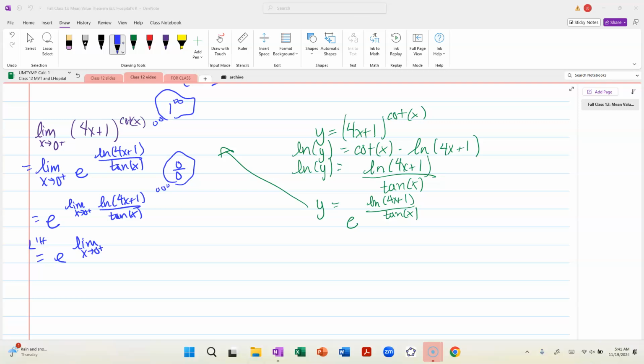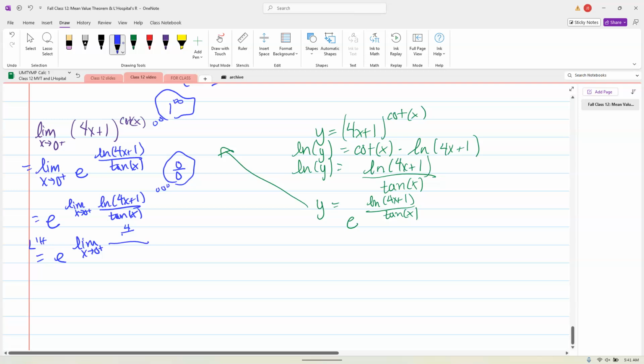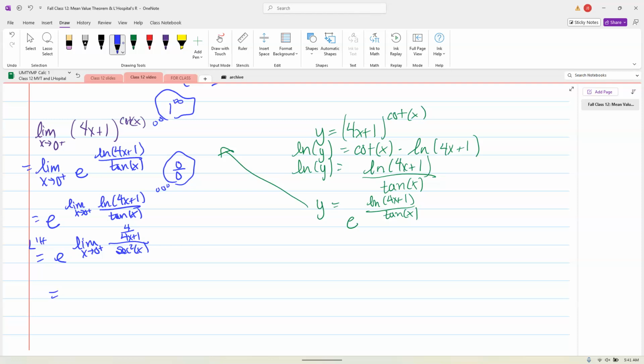And then differentiating all this, I would get in the numerator 4 over 4x plus 1, and the derivative here is secant squared of x. Okay, and now if I substitute that in, that'd be 4 over 1 and then over 1, so it's really just e to the 4 for my final answer.